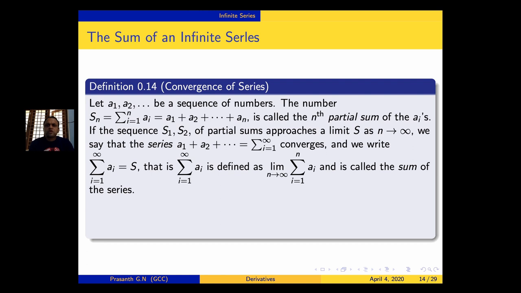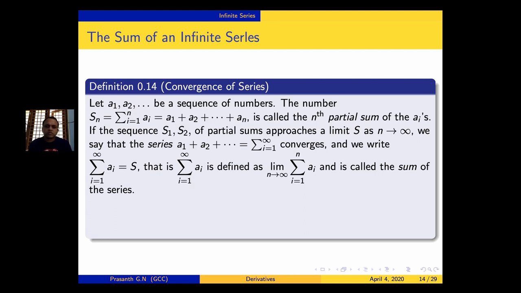Now suppose that you have a sequence a1, a2, etc. of numbers. The number sn, equal to the sum of the first n numbers of that sequence, that is a1 plus a2 plus etc. plus an, is called the nth partial sum of the ai's. Now we can form another sequence from the given sequence a1, a2, a3. The new sequence is s1, s2, etc. s1 is a1, s2 is a1 plus a2, s3 is a1 plus a2 plus a3, etc.